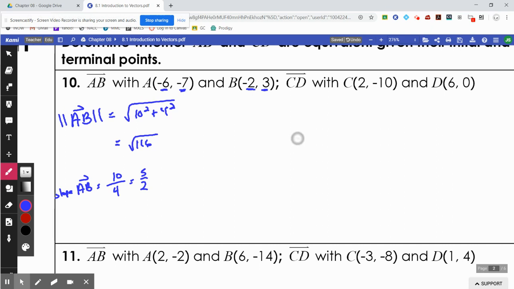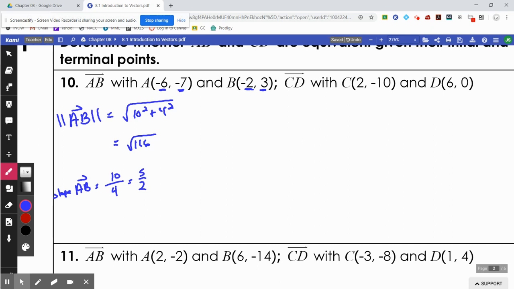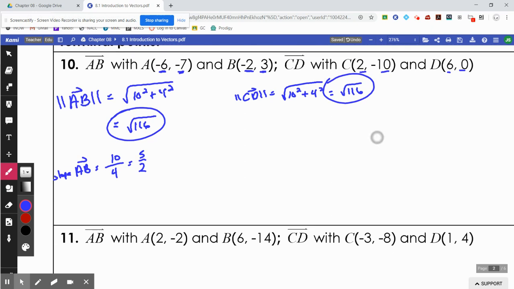So now let's check the exact same two things with CD over here. First off, the magnitude of CD. Again, it's going to be the square root of, find the distance from -10 to 0, which would be 10 squared, plus the distance from 2 to 6 would be 4. So that's going to be 100 plus 16, which is 116. So notice they do have the exact same distance.